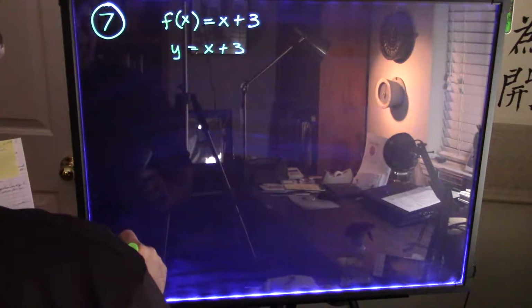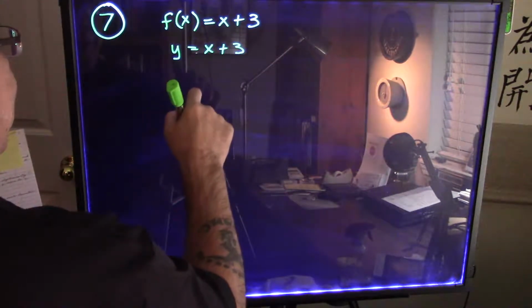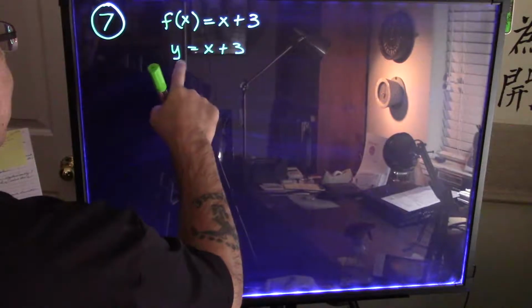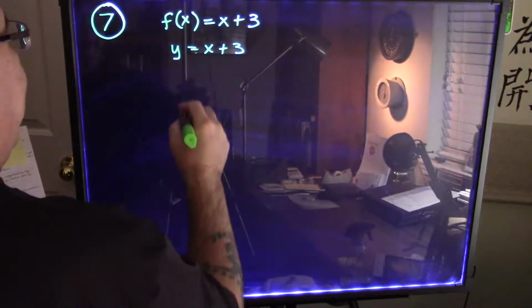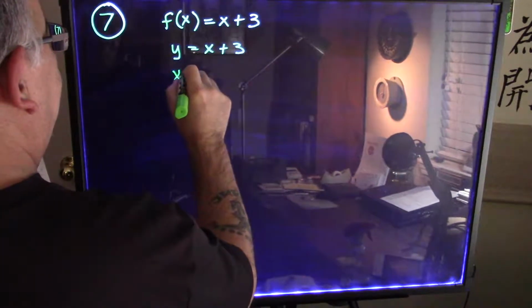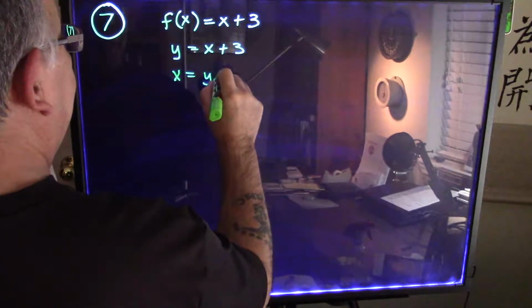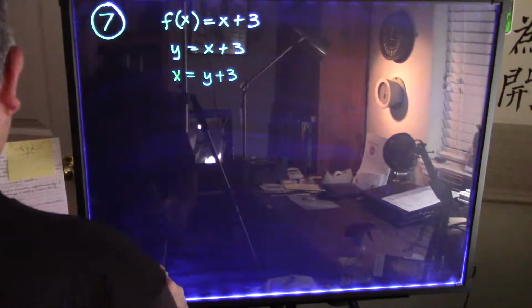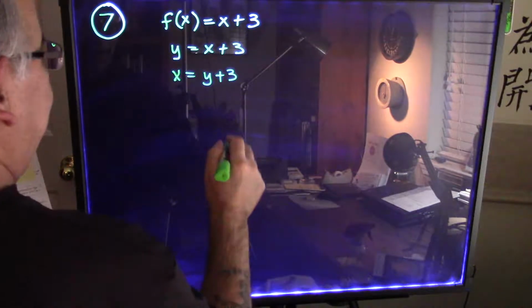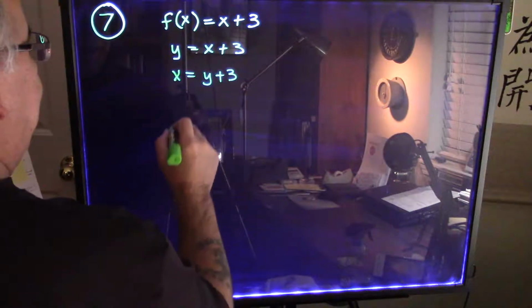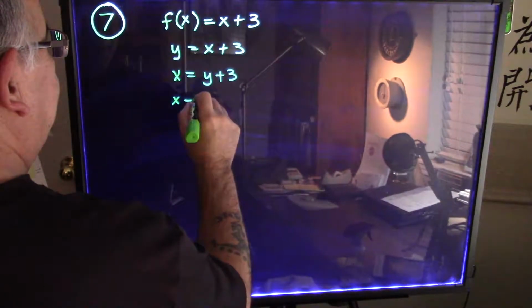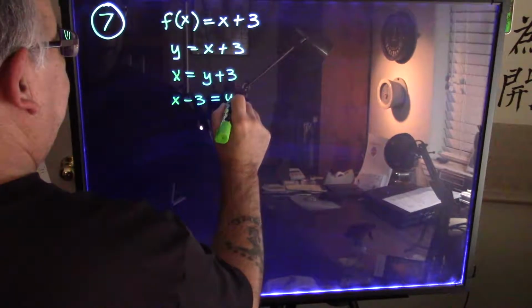Now you interchange the x and the y. Alright, so everywhere you see the x and the y, switch them. x equals y plus 3. Then you solve it for y. Okay, so you subtract 3 from both sides. x minus 3 equals y.